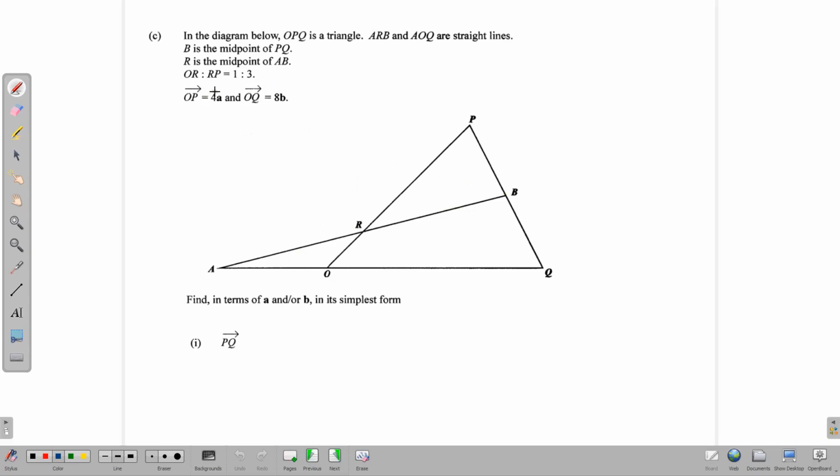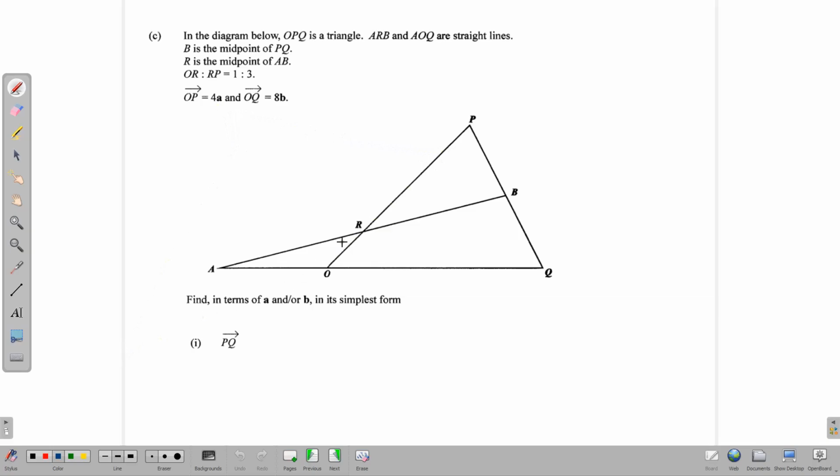And the ratio of OR to OP is 1 to 3. All these are important information that we need. Now, OP is equal to 4A, and notice we have a ratio here that tells us how the line is divided. So this is one part of the line, that's 3 parts of the line. Together we have 4 parts of the line, 1 part here, 3 parts there, corresponding to 4A.